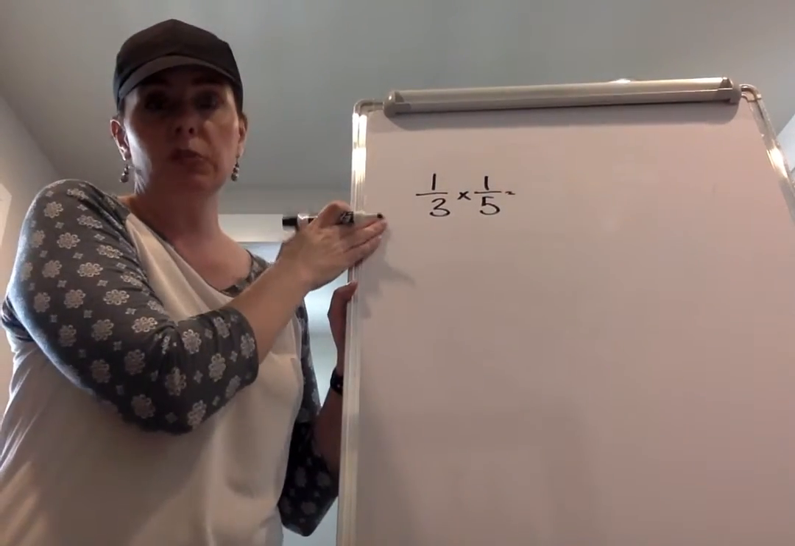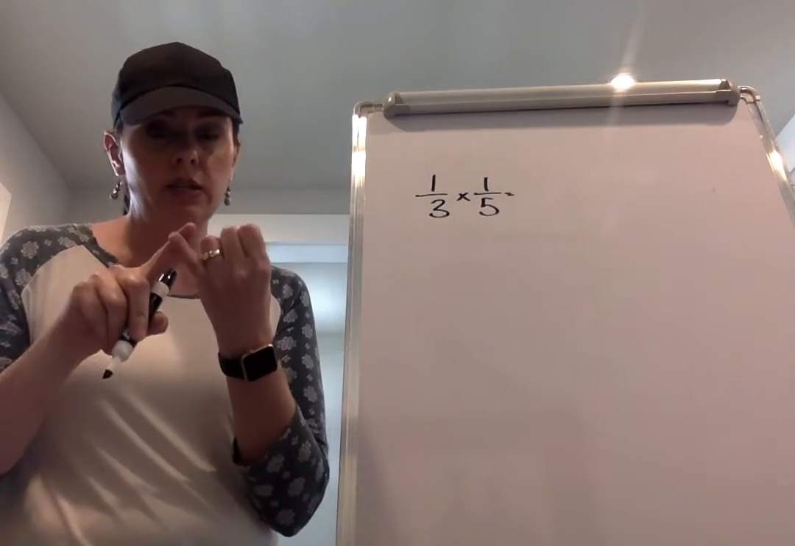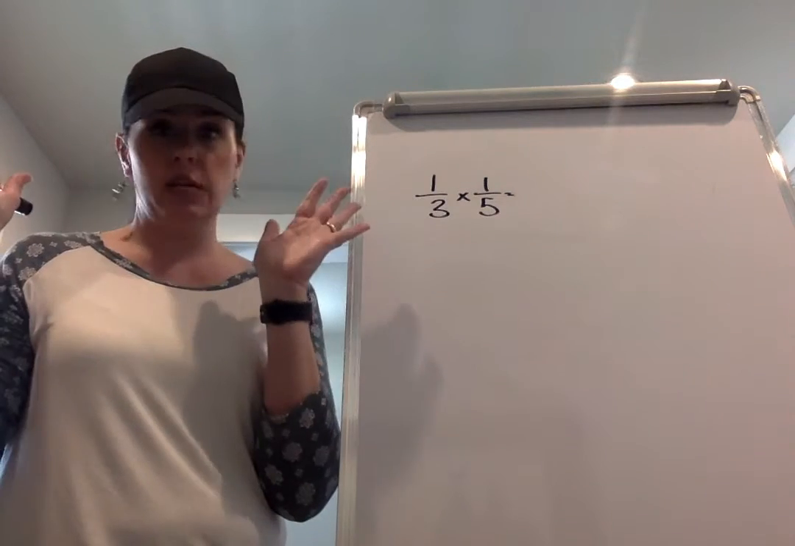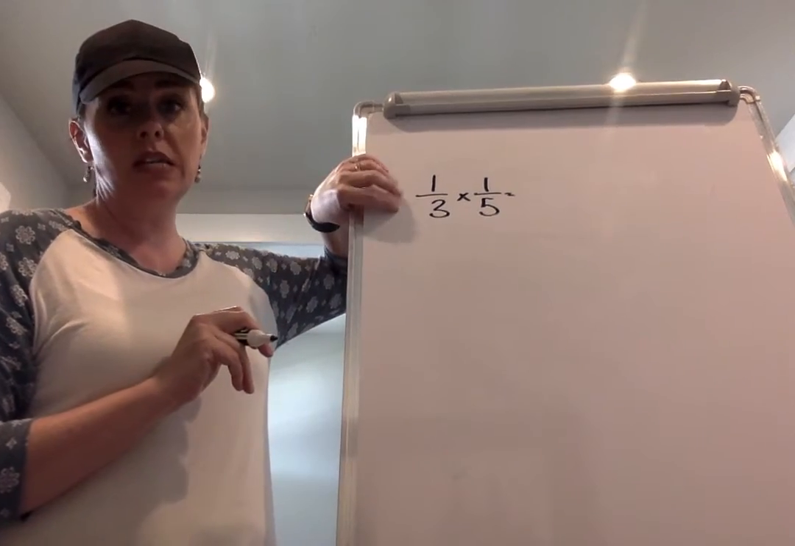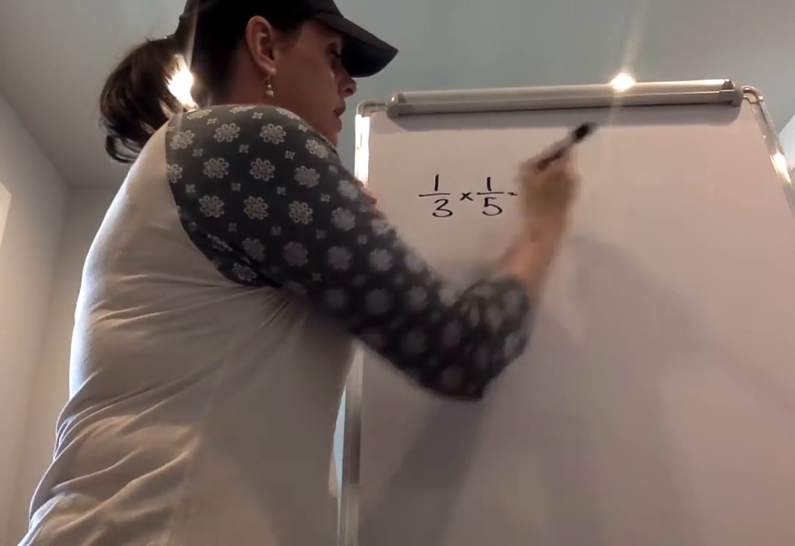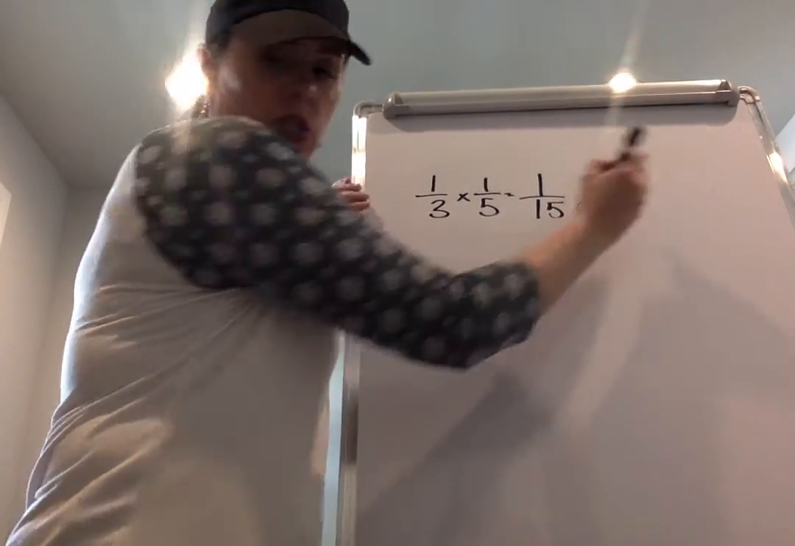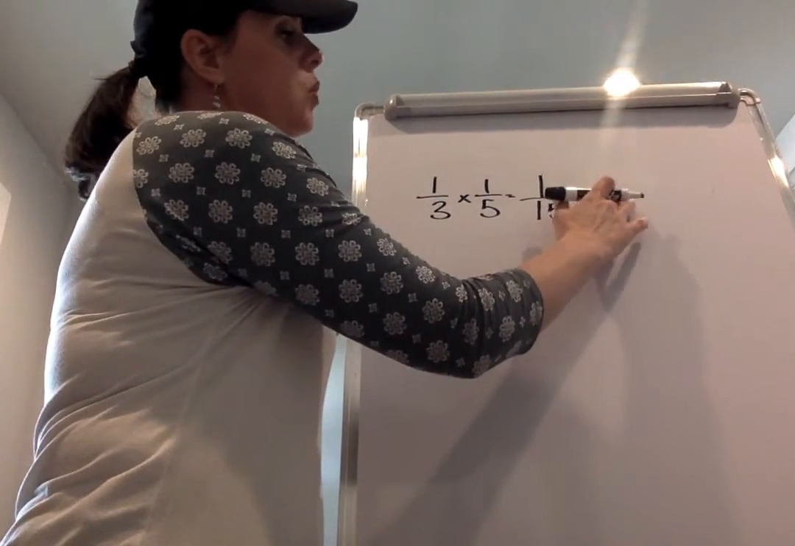Remember, when we multiply fractions, we multiply straight across. We do not need to find a common denominator, and we do not do keep, change, flip, because that's division, right? So multiplication, this is the easiest one. We just multiply straight across. So 1 times 1 is 1. 3 times 5 is 15.